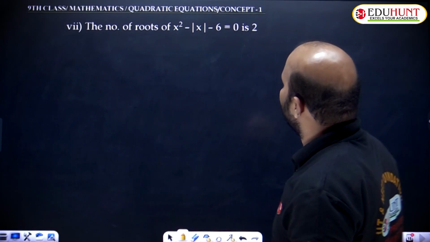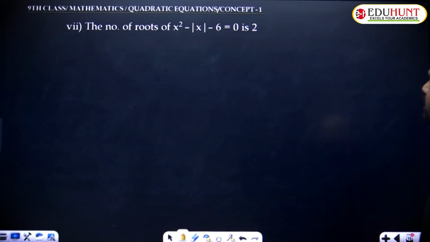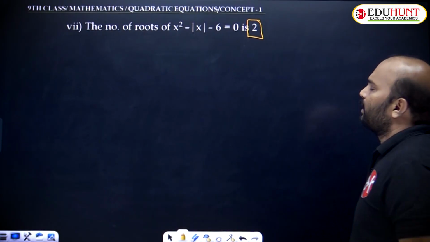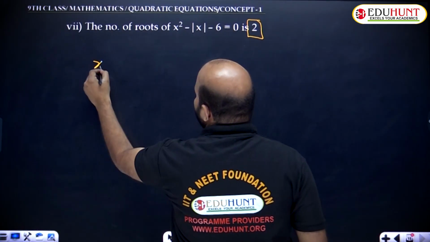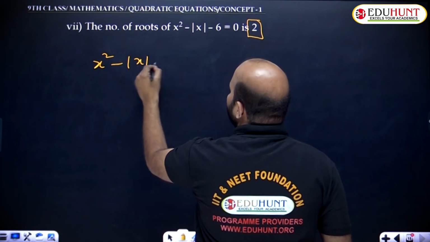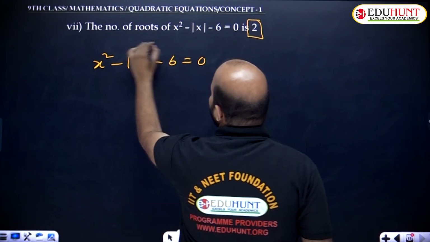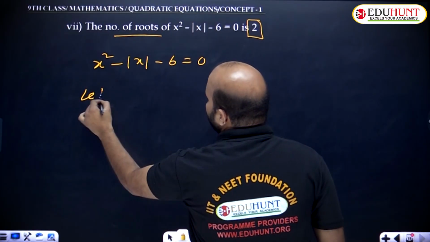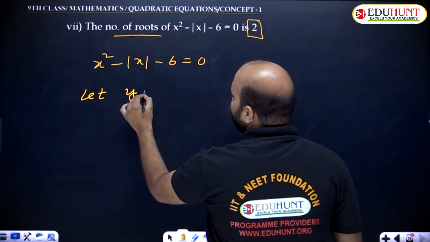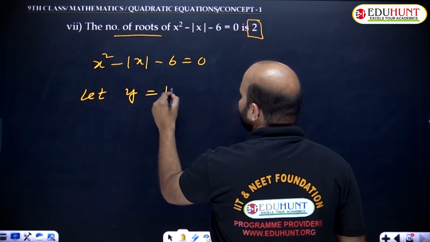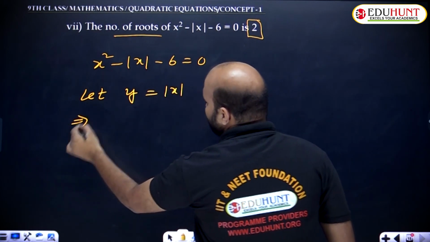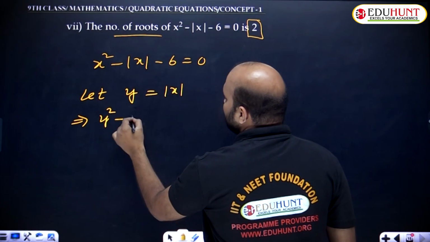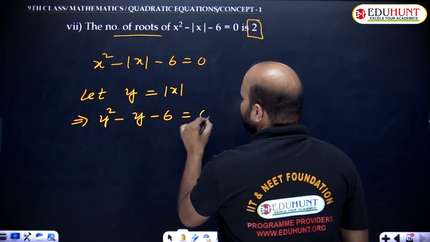The number of roots of x square minus mod x minus 6 equal to 0 is 2. So clearly we need to understand how many roots the given quadratic equation x square minus mod x minus 6 equals 0 contains. 2 roots. One should check. So here mod x is considered as y. Let y equal to mod x. The equation can now be written in terms of y as y square minus y minus 6 equals 0.